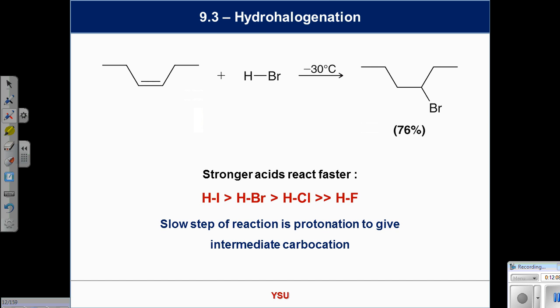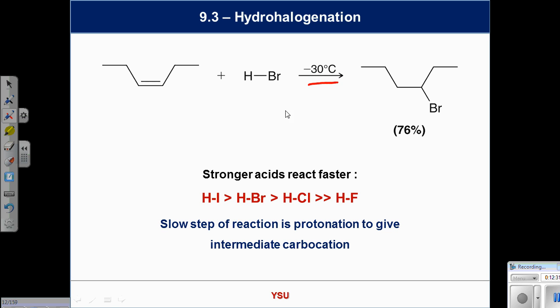Starting off with hydrohalogenation, the addition of something like HBr, HCl, and HI. Not HF. HF is not a powerful acid in this sense. HF has a positive pKa, and it's not as acidic as the other guys. So HBr, HCl, and HI will do this. And you'll notice now we do run this at quite low temperature. We have started to put detail in because you need to be concerned about detail.